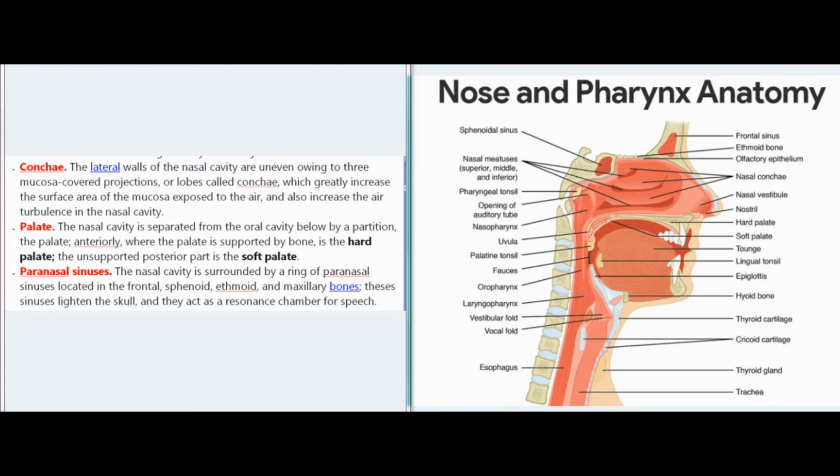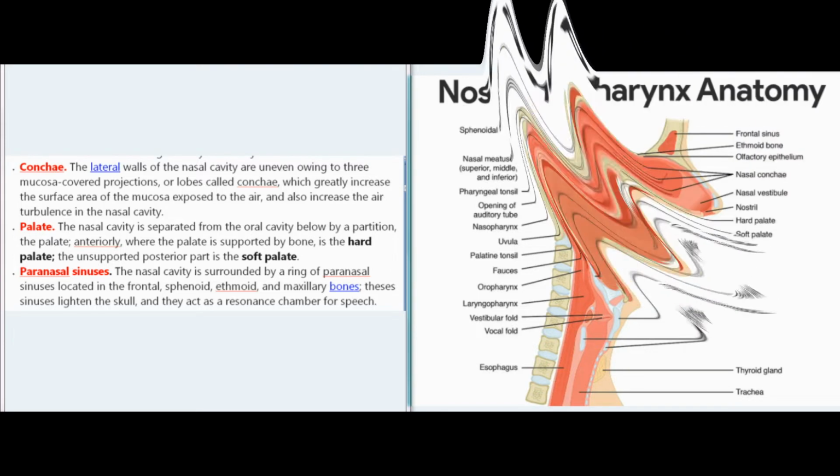Palate. The nasal cavity is separated from the oral cavity below by a partition, the palate. Anteriorly, where the palate is supported by bone, is the hard palate. The unsupported posterior part is the soft palate. Paranasal sinuses. The nasal cavity is surrounded by a ring of paranasal sinuses located in the frontal, sphenoid, ethmoid, and maxillary bones. These sinuses lighten the skull, and they act as a resonance chamber for speech.